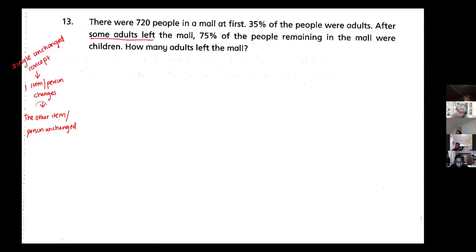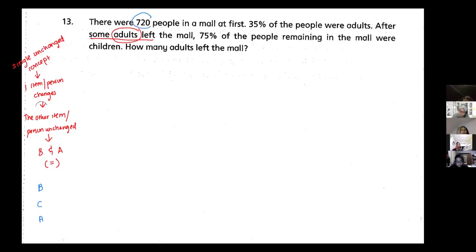So the adults left, but the children did not leave. So we know that out of the adults and the children, only adult changes. The children did not change. So if the children did not change, the unchanged here means the before and after will be the same. Okay, so this is all the information that I need to pick out. And I need to identify the B, the C, and the A. Let's look at the question and see whether we can identify all this information.